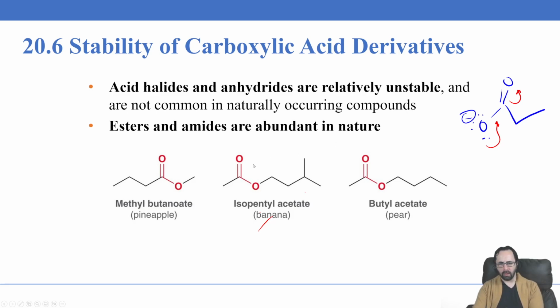And so we can see that these are all examples here of esters, and these esters are quite abundant in nature due to their relative stability, such as methylbutanoate, which is the primary flavor component of pineapple, isopentyl acetate here, the primary flavor component of banana, and butyl acetate, the primary flavor component of pear. So you'll see that a lot of these esters have nice tastes and smells.